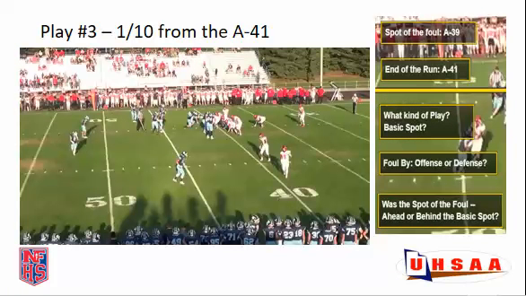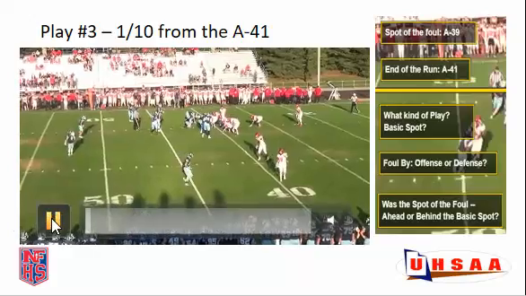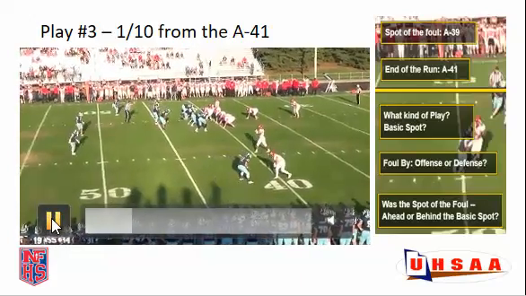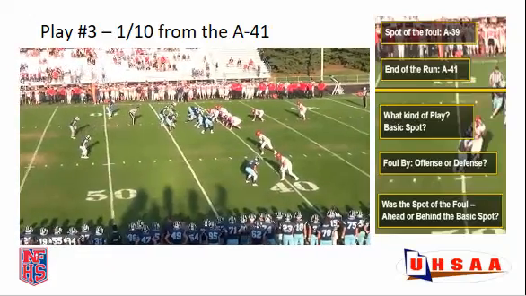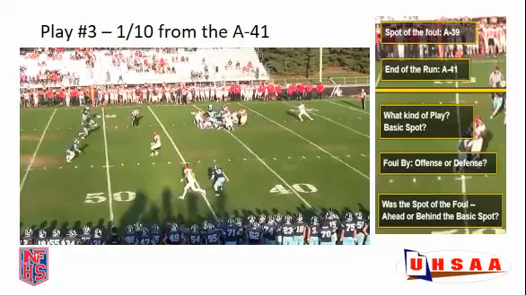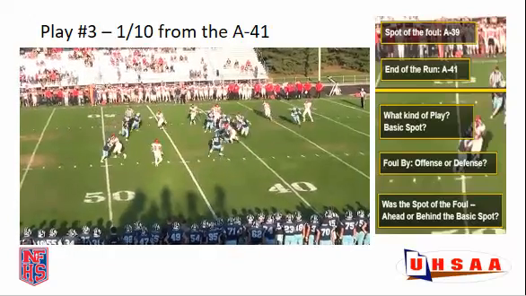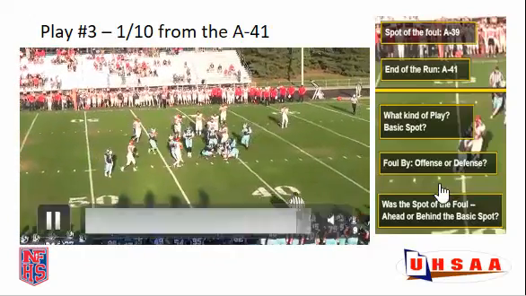Next, it's 1st and 10 on the A41. The spot of the foul will occur at the 39-yard line, and the end of the run will be the 41. And I want you to watch the tailback in this play as he suffers a face mask major that spins him around at the 39-yard line. There it is. He's then tackled at the 41.